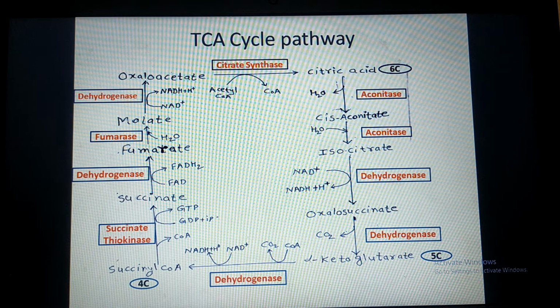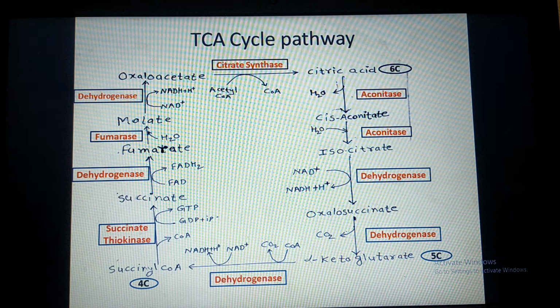Now the 4-carbon succinyl-CoA which is formed is a high energy compound which is broken down with the help of enzyme succinate thiokinase, and coenzyme A is removed. In this step, a large amount of energy is released. That energy is used for the phosphorylation of GDP to GTP. So this is an example of substrate level phosphorylation in TCA cycle.